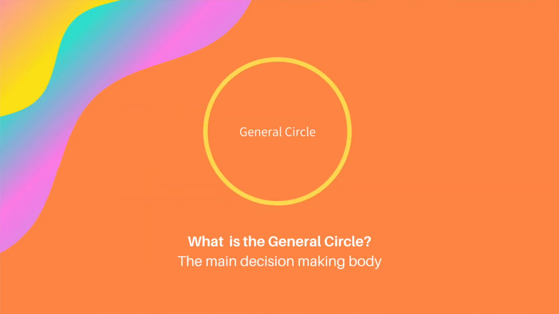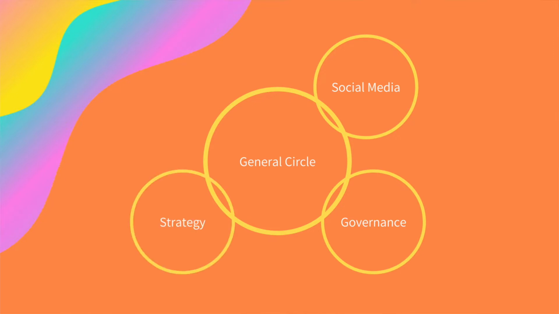From that, we started with the general circle, and I'll walk you through what we have. We now have the social media circle, which you're looking at. We have the governance circle, we have the strategy circle, and we have the financial systems circle.